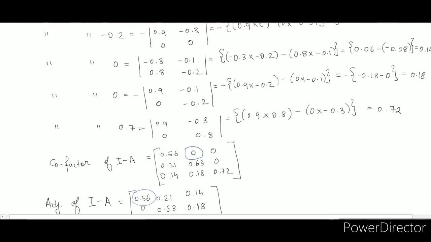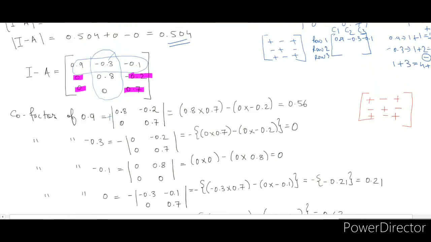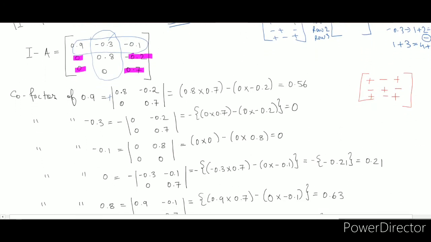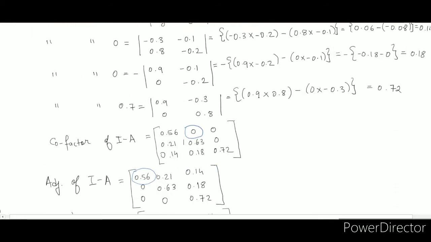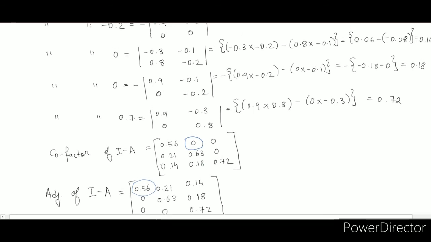So lastly, we have 0.7. The positional value belongs to the third row and third column. So 3 plus 3 is 6, which is an even number. So we will have a positive sign placed before the minors of 0.7.